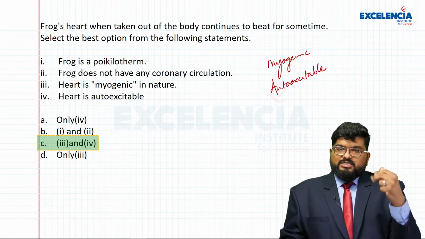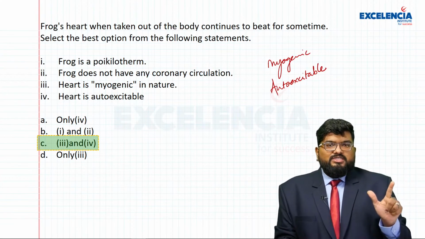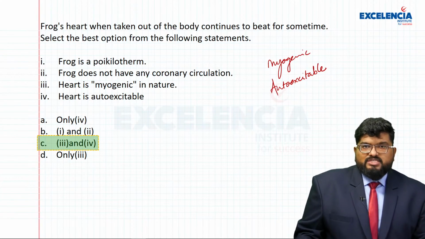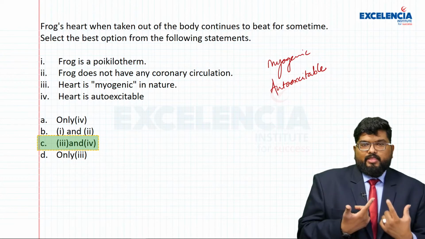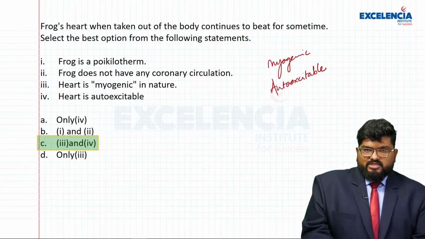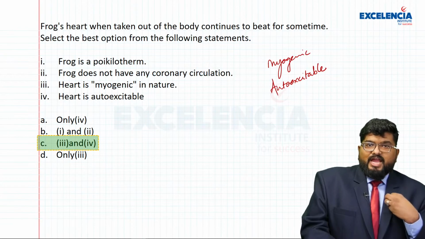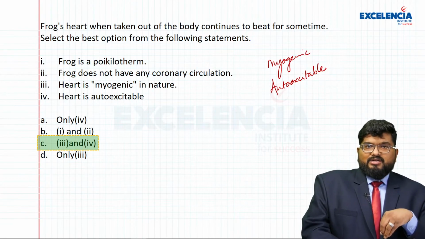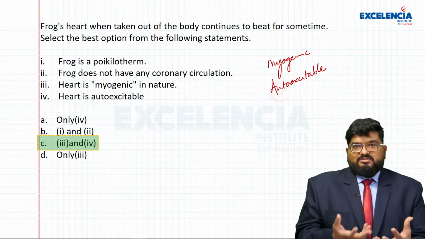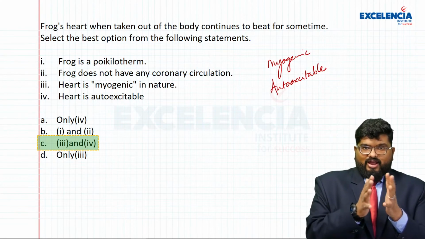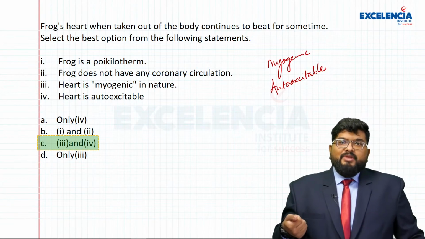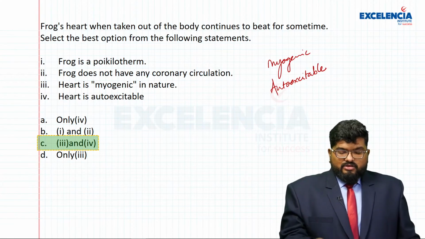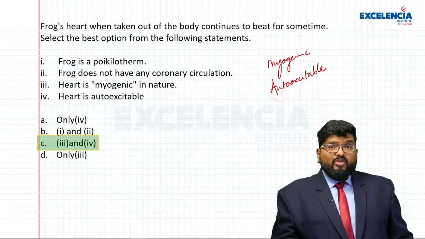There are 2 types of hearts, neurogenic and myogenic hearts. Neurogenic hearts are the ones that receive the signal for beating from the nervous system. Myogenic hearts are the ones that receive the signal from the muscles. And autoexcitable hearts are the ones that generate their own muscle signal for the heart to contract. All vertebrate hearts are myogenic, autoexcitable. Remember that. So the same thing goes for frog.